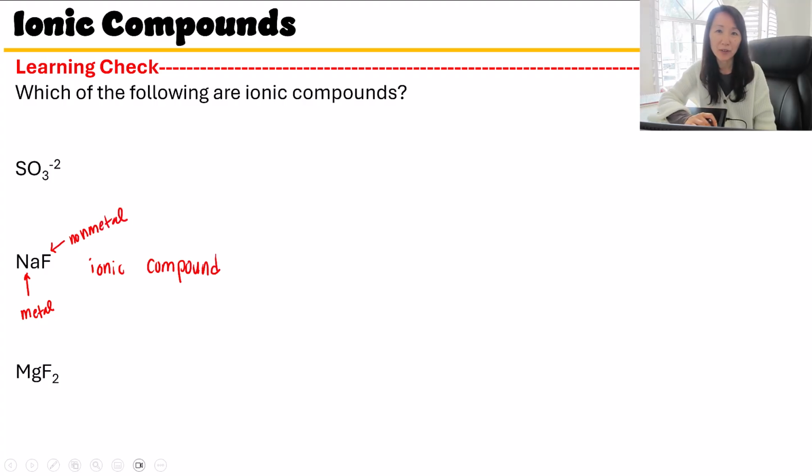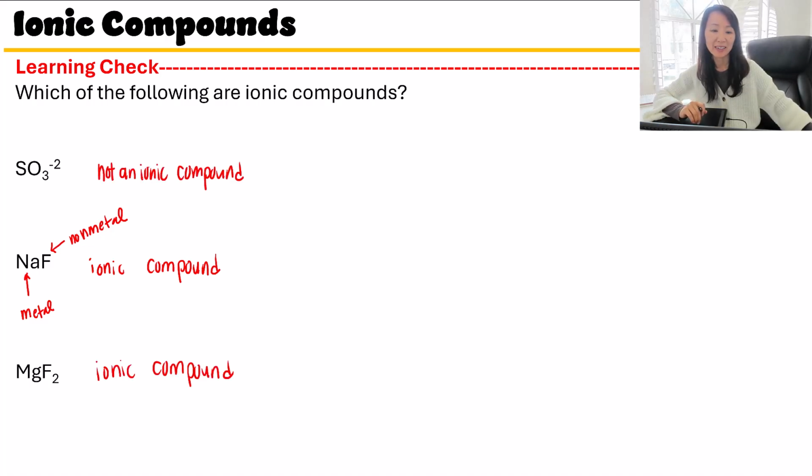You try for the rest and come back and check the key. And here is the key. The top one is not an ionic compound. It's made up of nonmetals. Even though it is charged, this is a polyatomic ion, not an ionic compound. This one is an ionic compound because this one is a metal, magnesium, and fluorine is a non-metal.